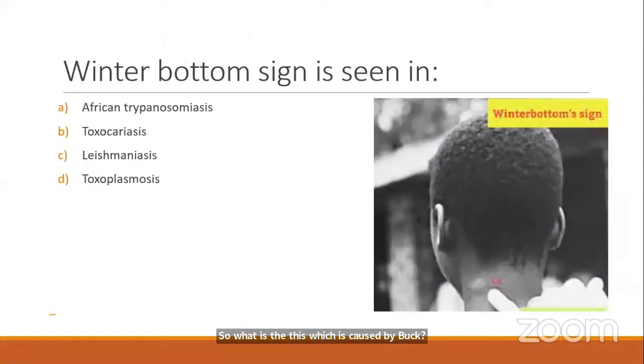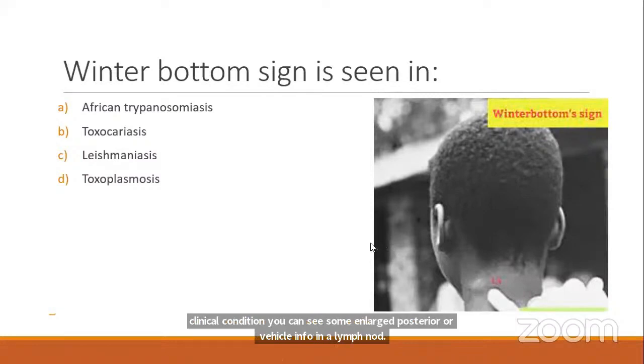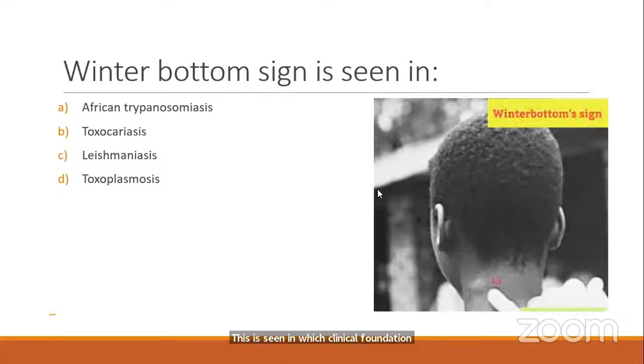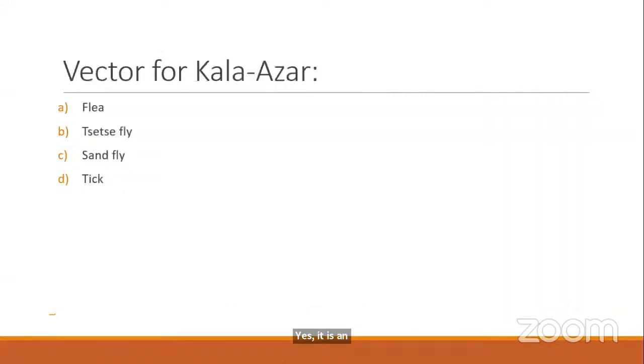Okay. So Winterbottom sign is seen in which clinical condition? You can see some enlarged posterior cervical lymph nodes. This is seen in which clinical condition? Yes, it is in African trypanosomiasis, West African trypanosomiasis. Okay. So that is about Winterbottom sign.